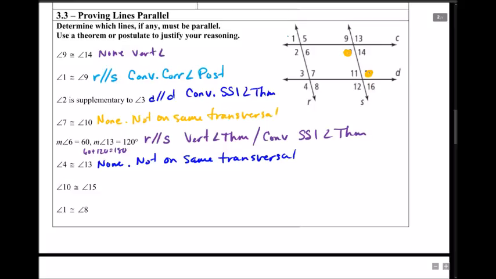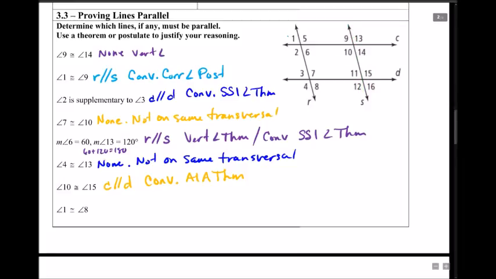They definitely sit on a transversal. And what type of angles do we have? I see alternate interior angles. So which lines will be parallel? C will be parallel to D by the converse of the alternate interior angle theorem. Because if our alternate interior angles are congruent, then our lines are parallel.